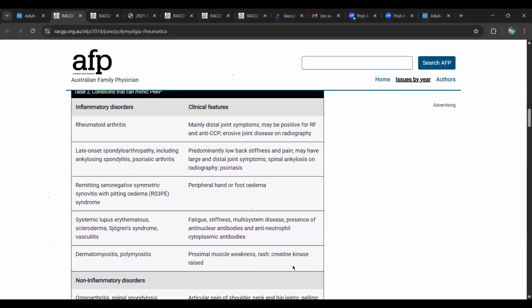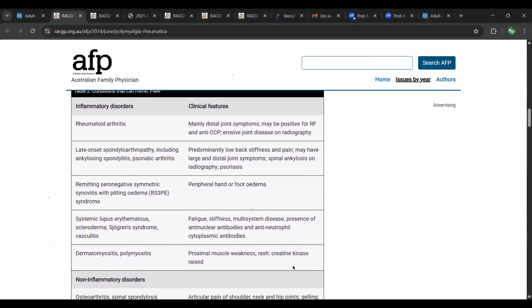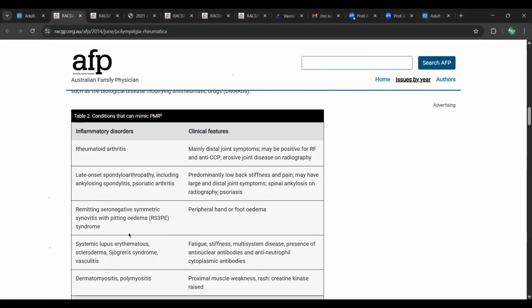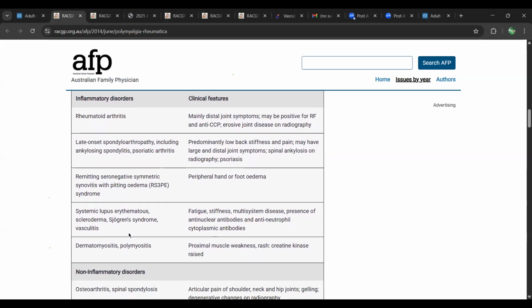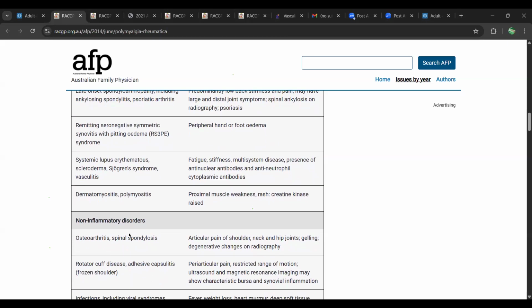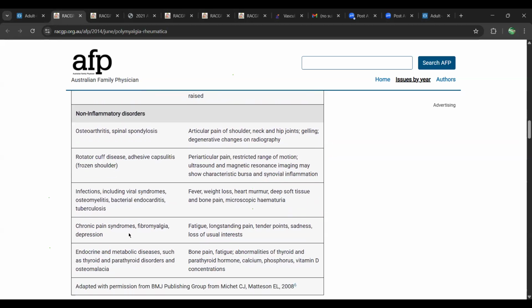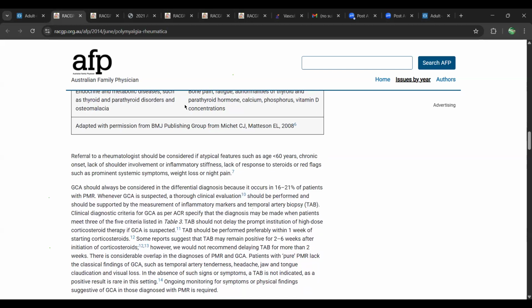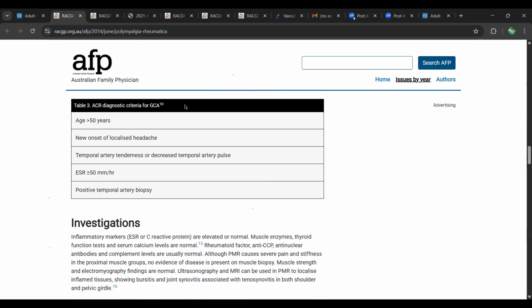Then here they've given some clinical features with the disease, right? These are conditions that can mimic polymyalgia, but I won't be going into this because this is not that important for your questions, right? We will go through these when we are doing osteoarthritis or spondylosis. And we'll come to this when we are doing GCA.